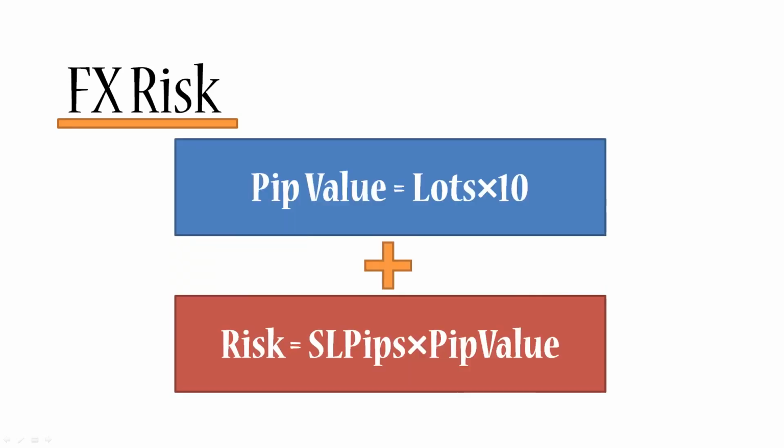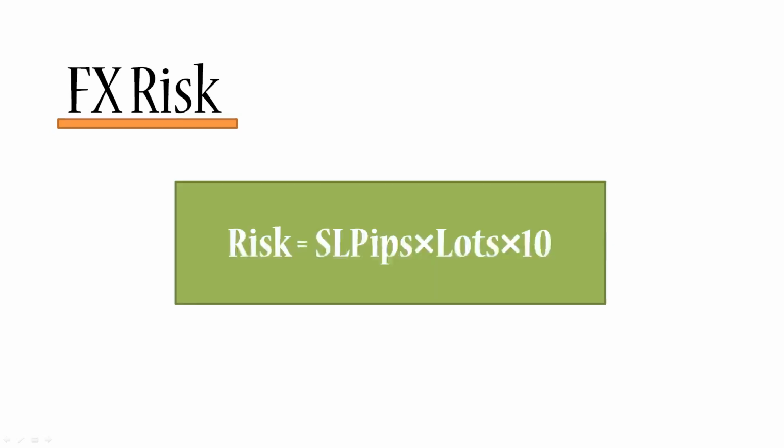Now, how about we put these two formulas together? We know that pip value is lots times 10, and we also know that risk is stop loss in pips times pip value. So let's take pip value from the first formula and plug it into the second one. Let's see what we get. We get risk is equal to stop loss in pips times lots times 10. That's quite interesting, isn't it?